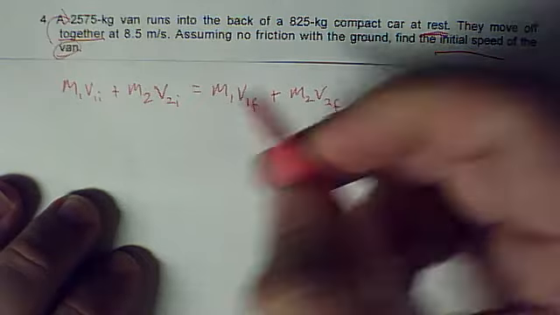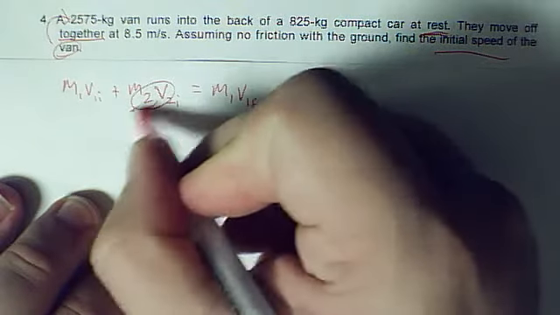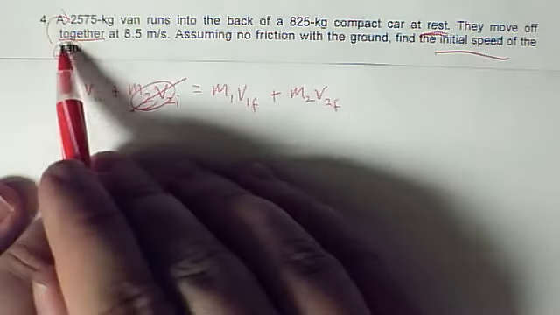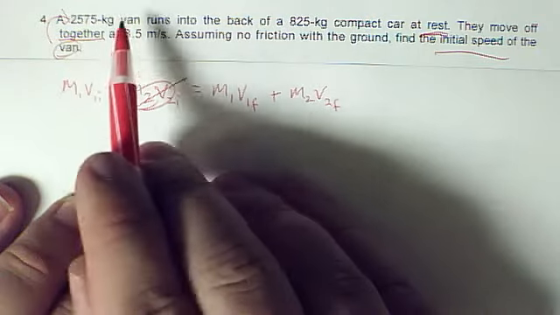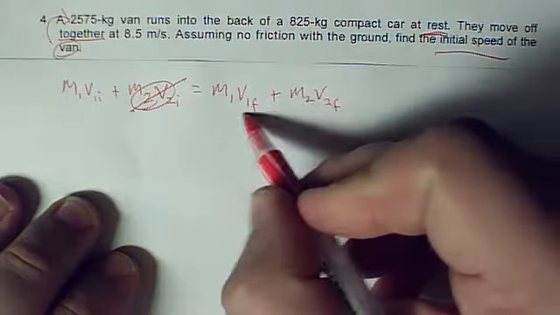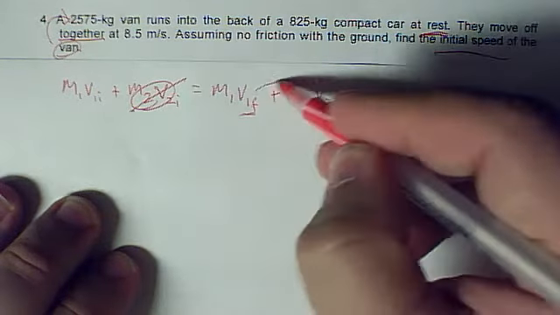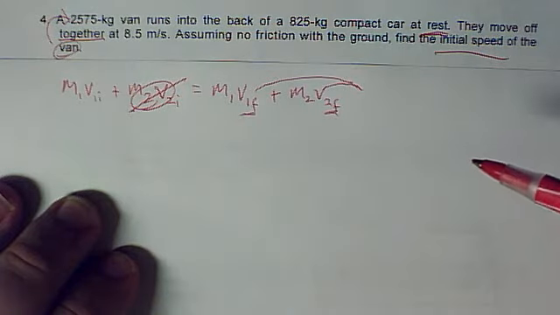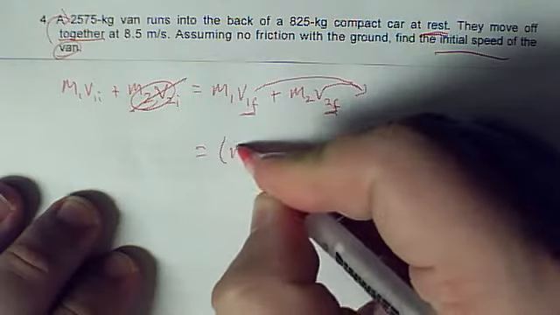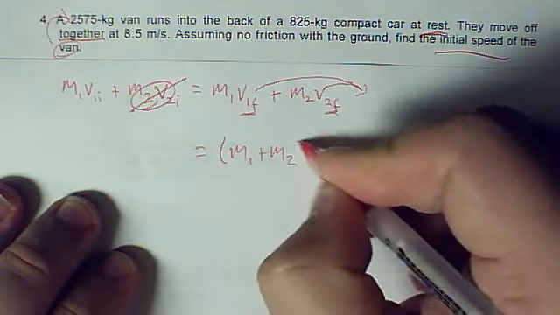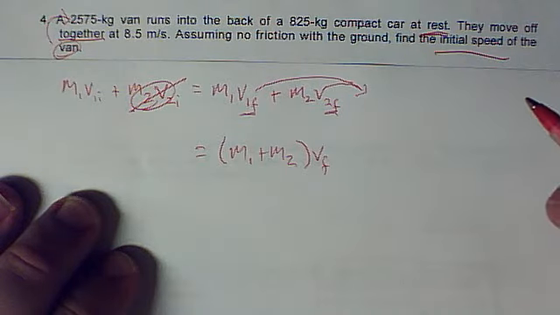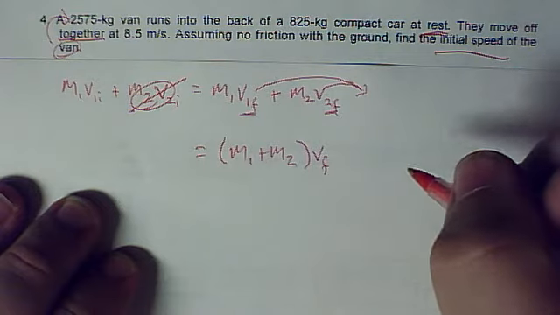Now in this situation, the car has initial velocity of 0, so its initial momentum is nothing. And then they move off together, so they go off in the same direction and they're stuck together. So that means the velocity here and the velocity here are the same. So I'm going to do some mathematical trickery here, and I'm going to factor those out. Okay, so that gives me m1 plus m2, so the combined mass of both of them stuck together, times my final velocity. That's my total momentum after the collision.